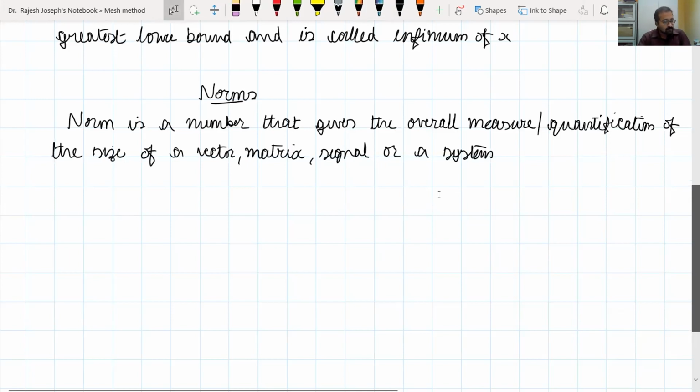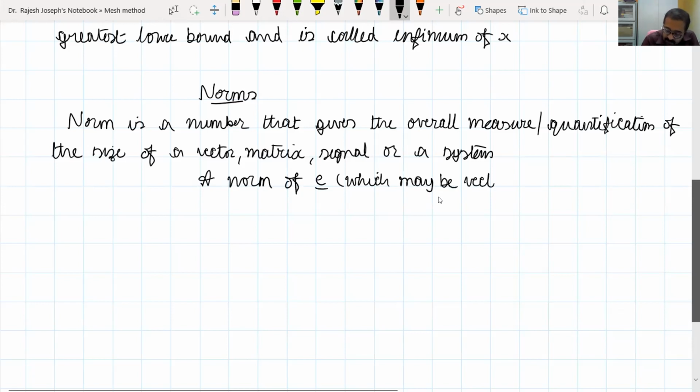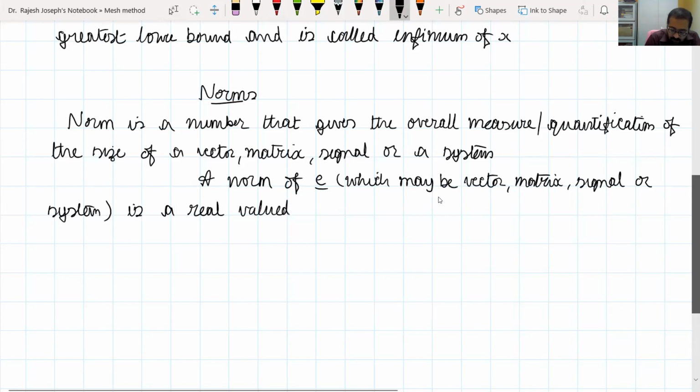So how is norm defined? A norm of E bar, where E bar may be a vector, matrix, signal, or system, is a real valued number, and this norm is denoted by two vertical bars, on both the right side and the left side, with the following properties.